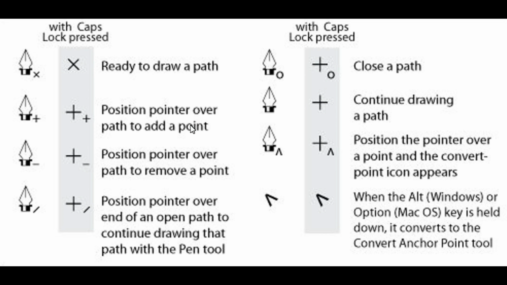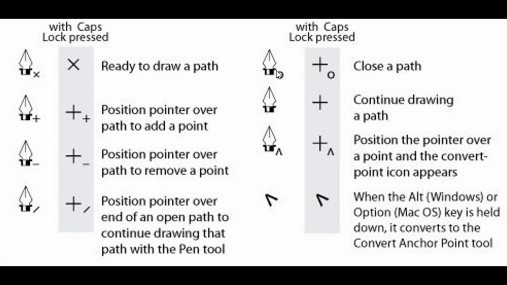A plus sign along with the pen cursor indicates position pointer over path to add a point. Suppose you want to add another point to an existing path, you can use this cursor. Position pointer over path to remove a point: if you want to delete a point, you can position this cursor. This cursor, position pointer over end of an open path, continues drawing that path with the pen tool. So suppose you have drawn a segment and you want to continue with that segment, you can use this tool.